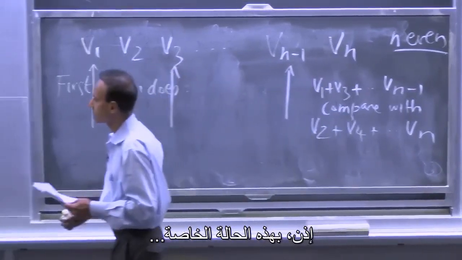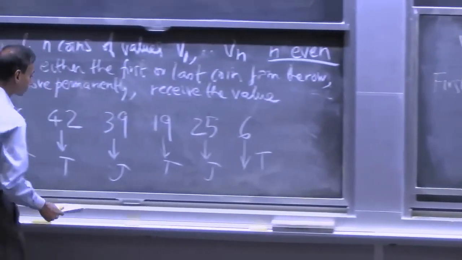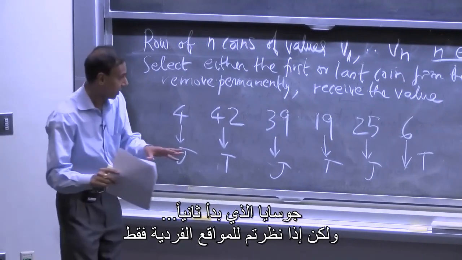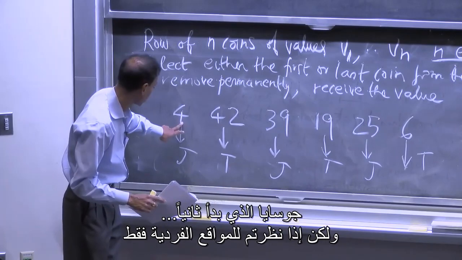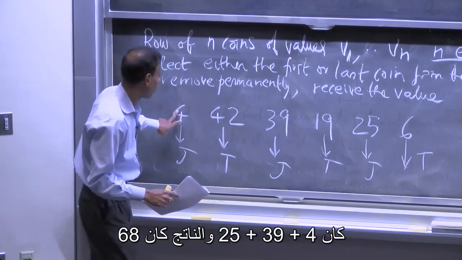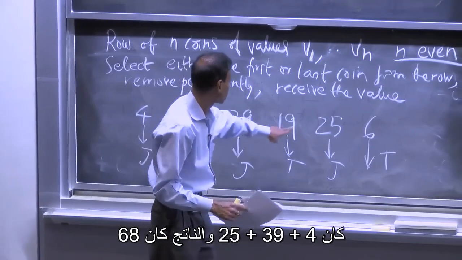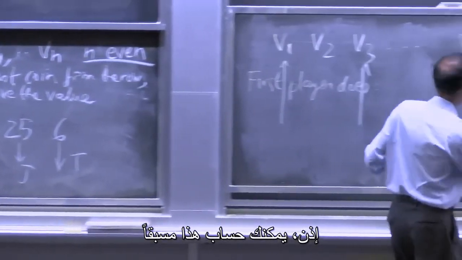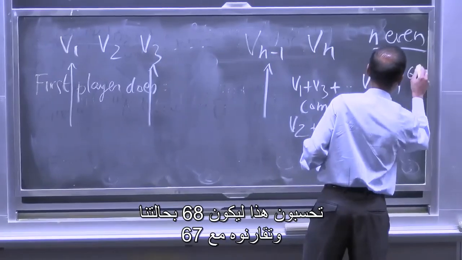So in this particular instance, Josiah, who went second, if you just look at the odd positions, which is in fact what he ended up picking, it was 4 plus 39 plus 25, which was 68. And so you can do this computation beforehand. You compute this to be 68 in our case.